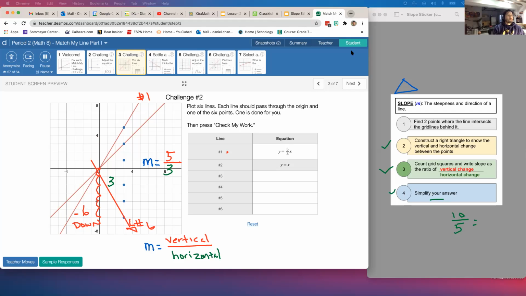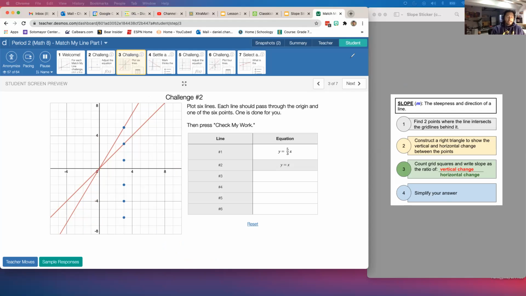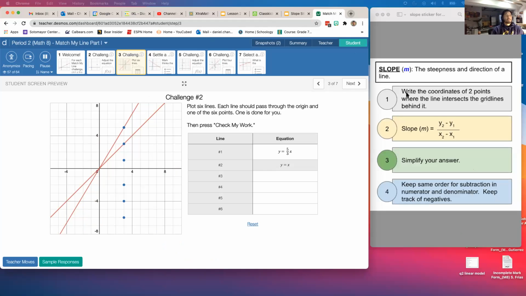All right. Now, the second way for you to calculate slope is to use the slope formula. And here, write the coordinates of 2 points where the line intersects the grid lines behind it. Use the slope formula. That's step 2.